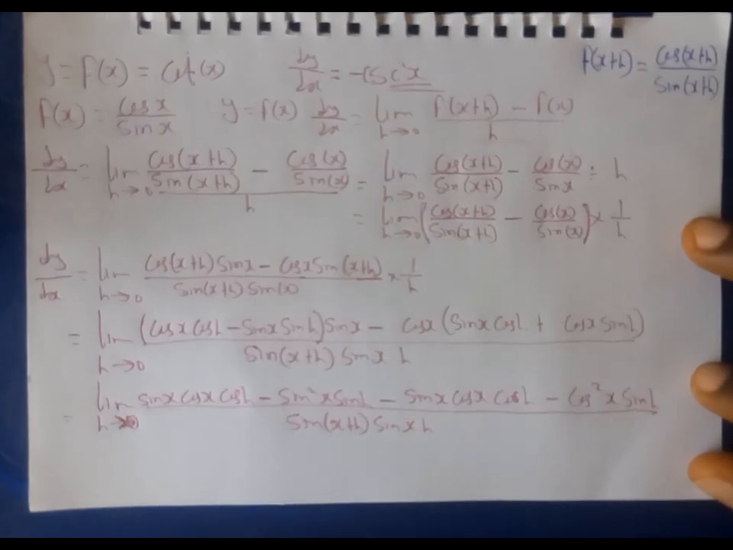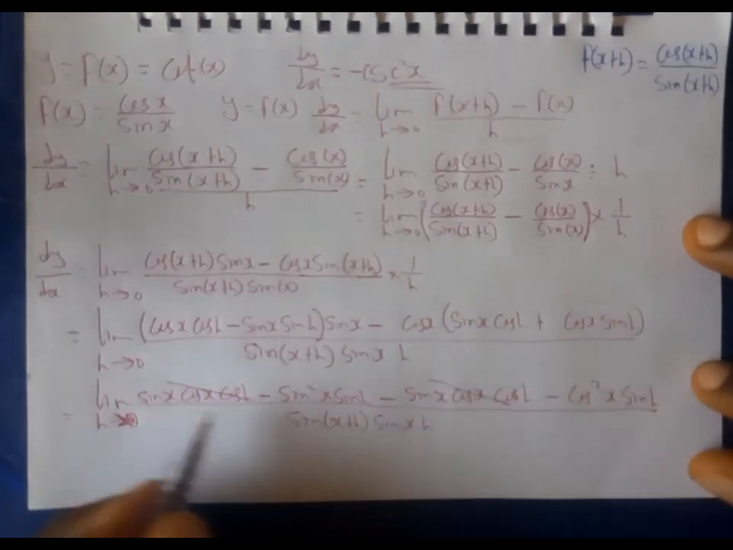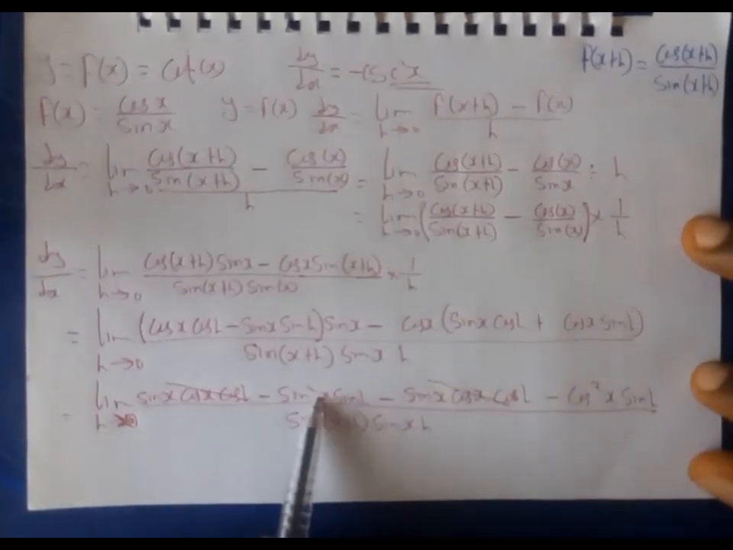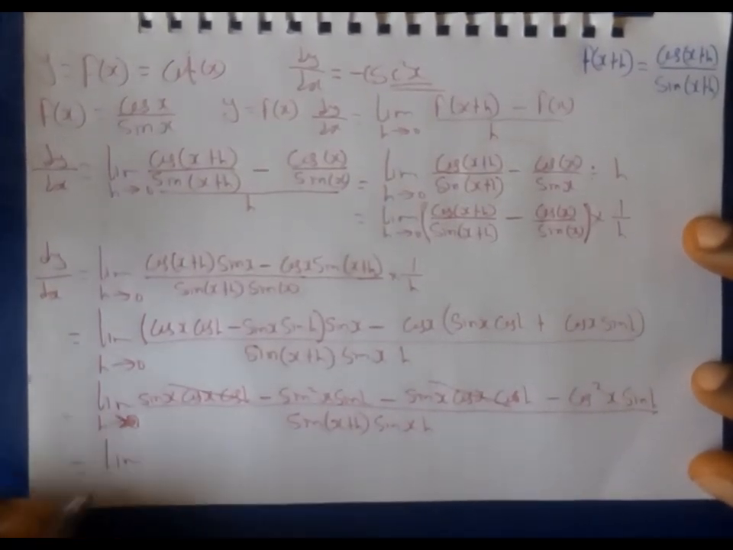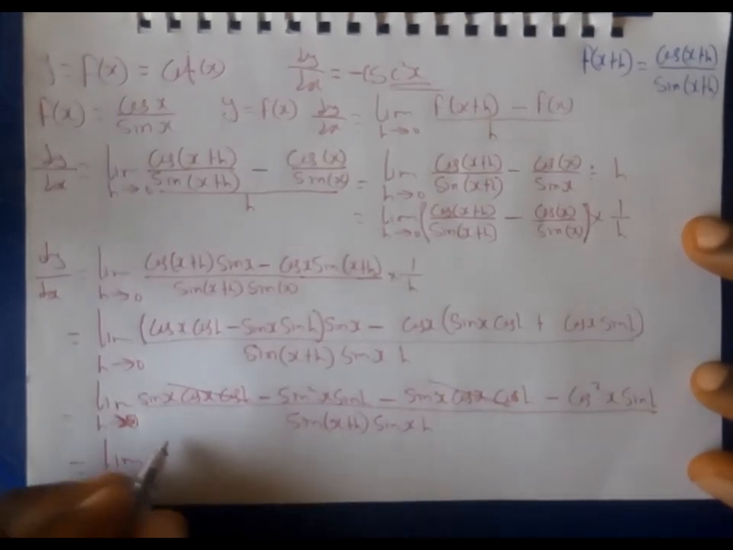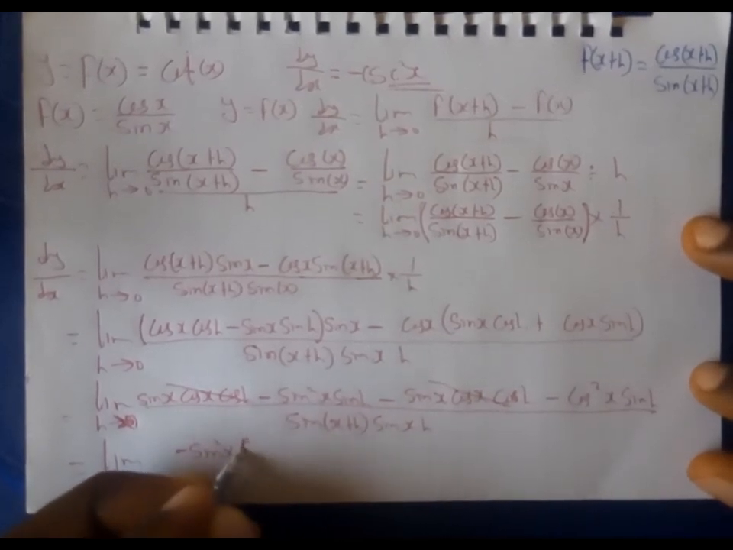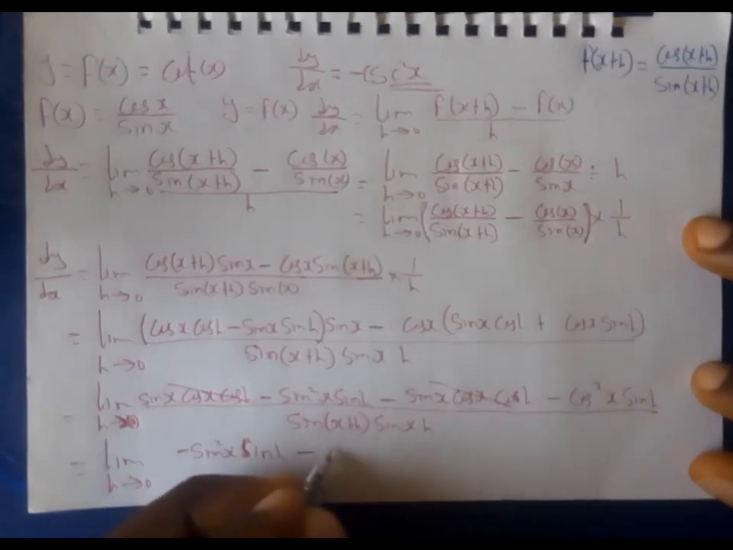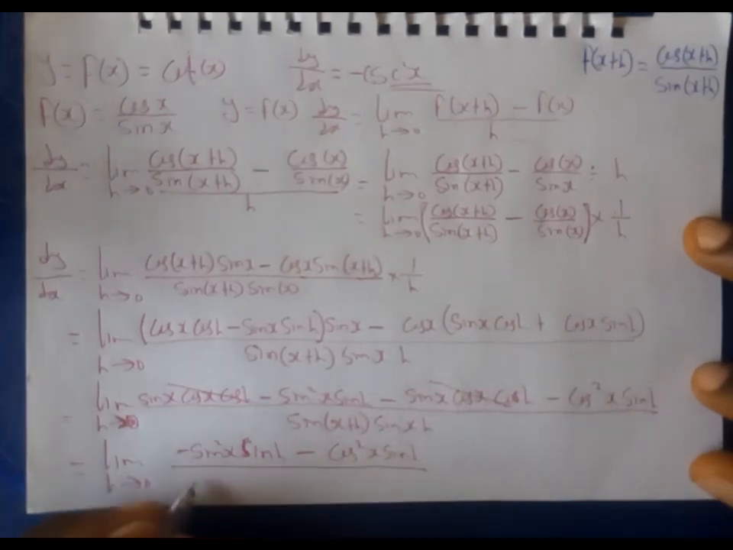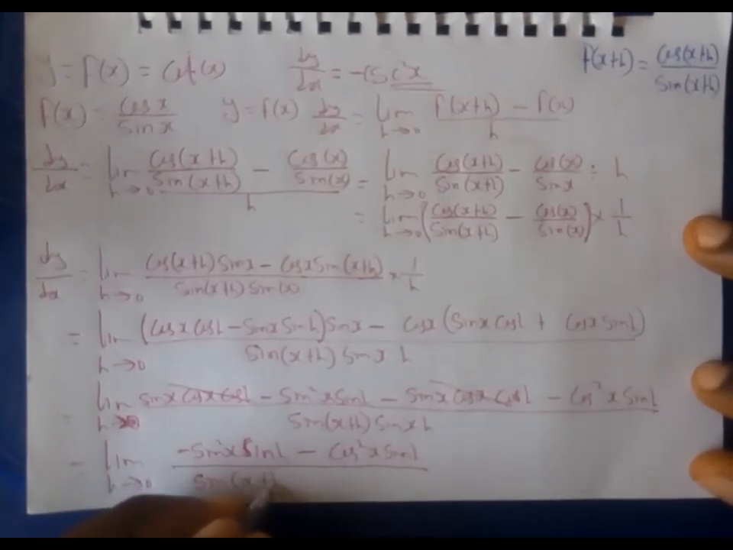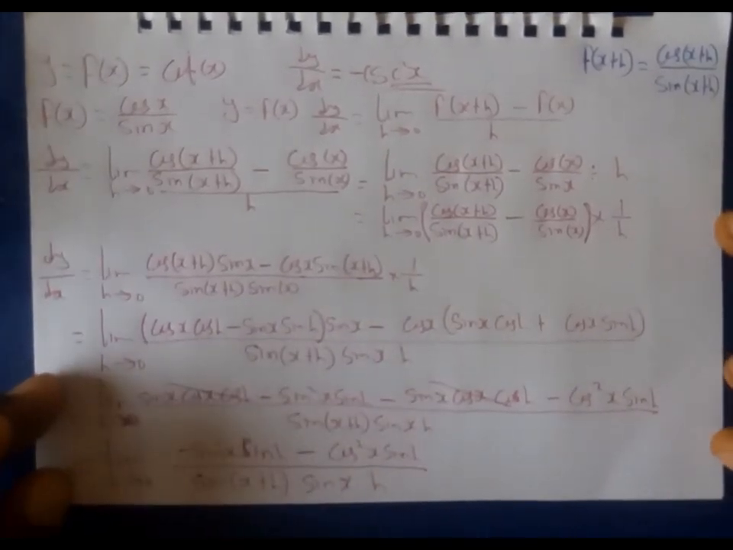Okay. Now at this point you can clearly see that these cancel this. They are like terms with opposite signs. So left over is just this at the numerator. So we now have the derivative dy/dx equal to the limit as h approaches 0 of negative sine squared x times sine h, minus cosine squared x sine h, then entirely divided by sine of x plus h times sine x times h. Perfect. So now let's proceed forward.